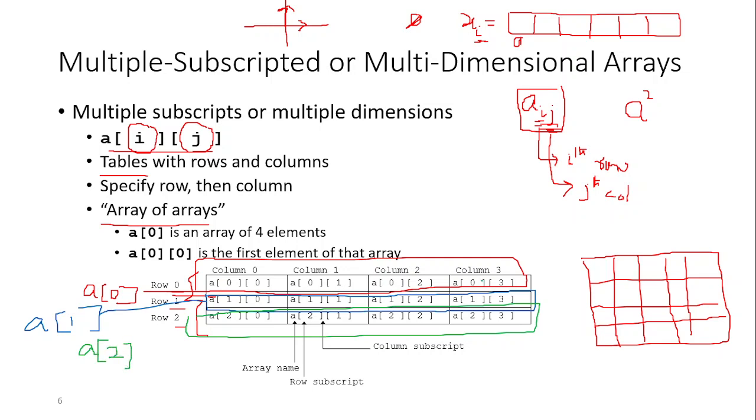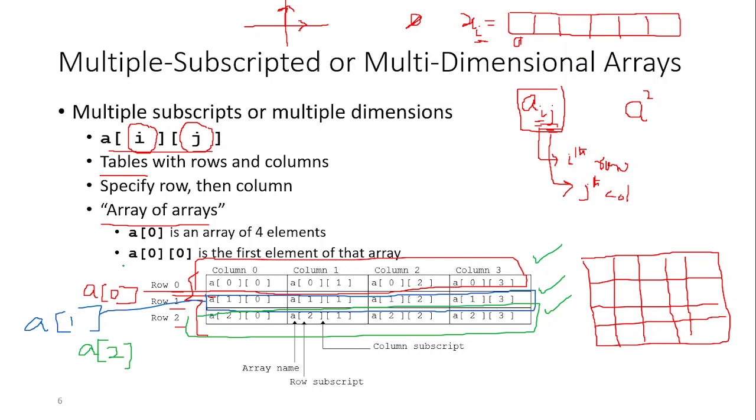Or you can consider each of these as a row vector. Okay? Similarly, these are column vectors. Column 3 is a column vector, column 2 is a column vector, column 1 is a column vector. So you can think of these either way.